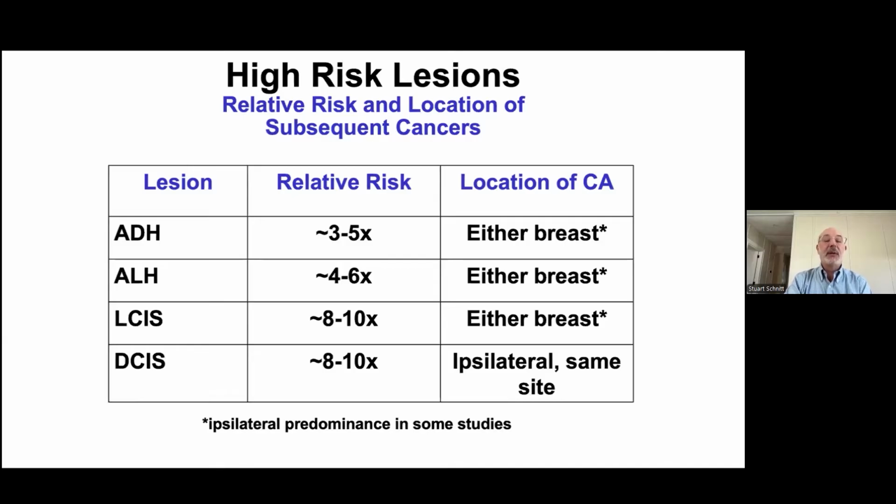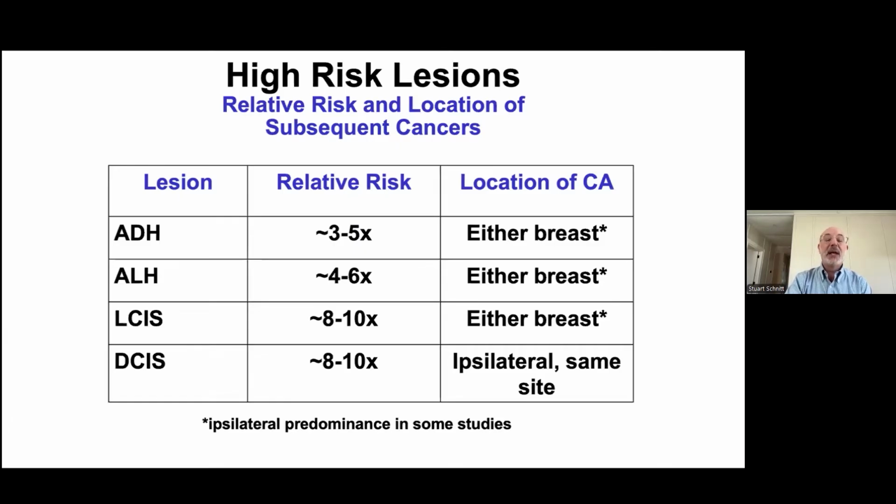Similarly, for atypical lobular hyperplasia, the risk is slightly higher, 4 to 6-fold, and these subsequent cancers can occur in either breast. For lobular carcinoma in situ, there's a slightly higher increase in the relative risk, 8 to 10-fold. And again, these cancers that develop in women with LCIS, ALH, and ADH can occur in either breast. That's why these are considered high-risk lesions rather than direct precursors to invasive breast cancer in terms of conceptualizing how they're managed clinically.